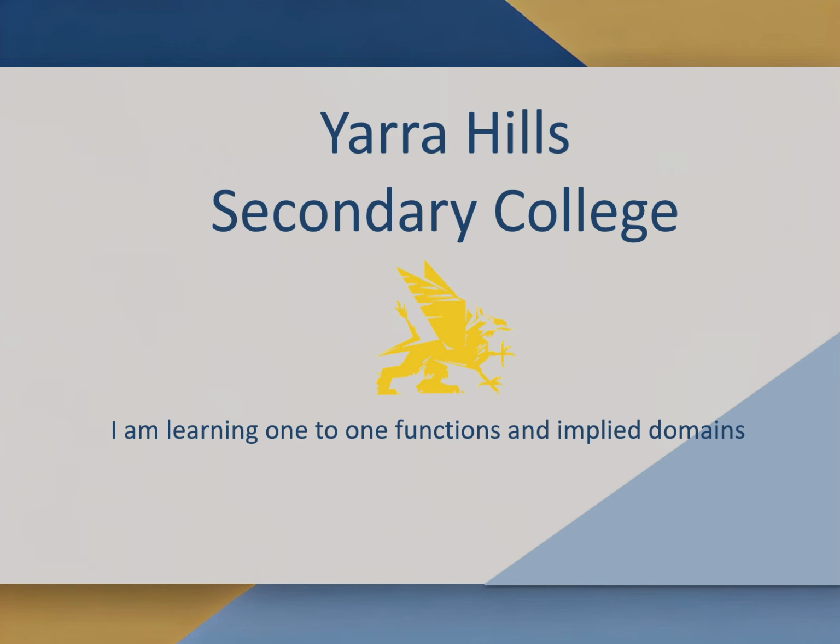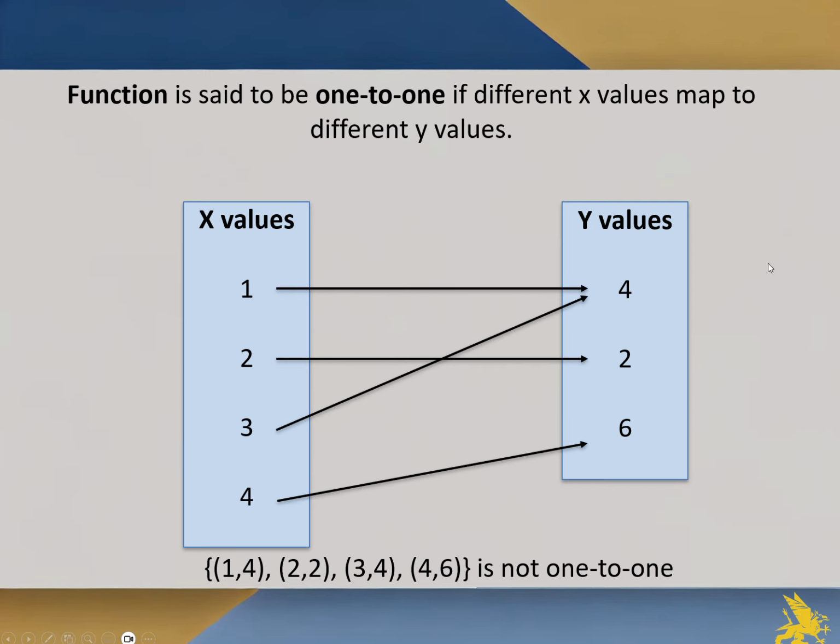So we are going to be working on 5D. 5D is really understanding a one-to-one function and implied domain. So to start off with, a function is said to be one-to-one if different x values map to different y values.